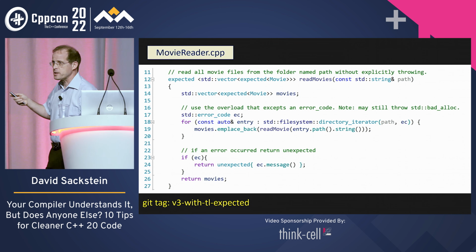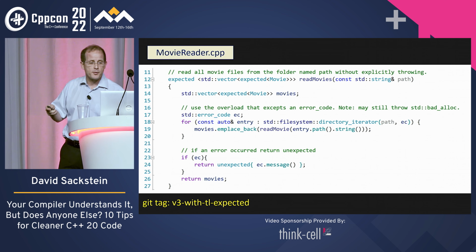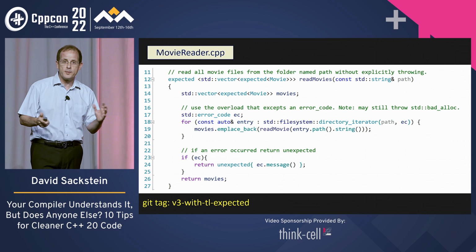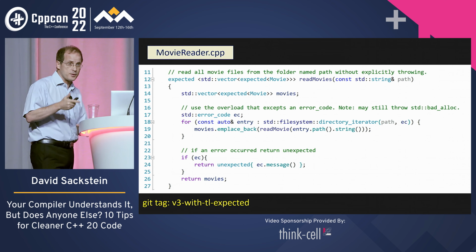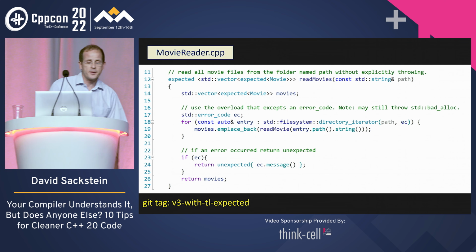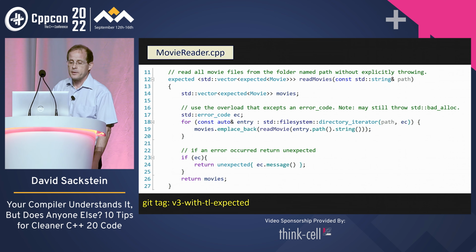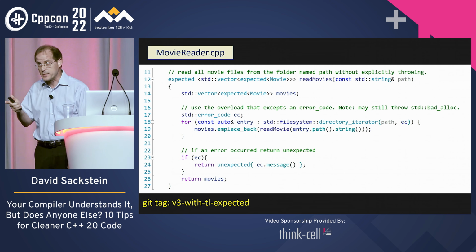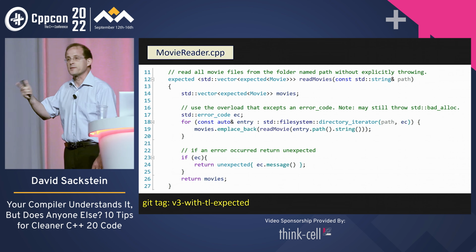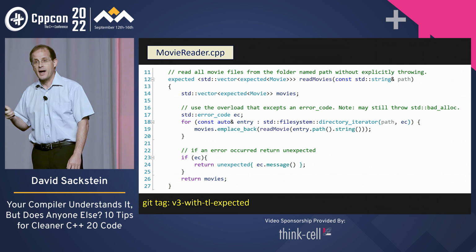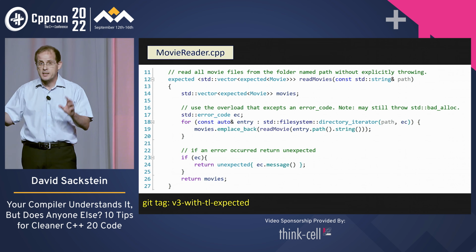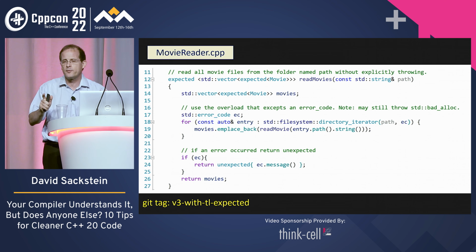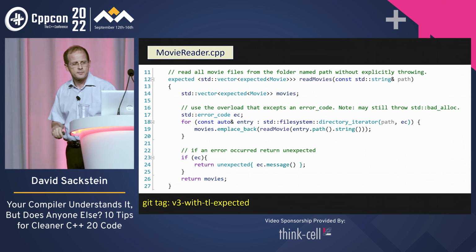So moviereader.cpp, if you look at git tag v3 with tl::expected, you'll see that I've split up read movies into two functions. There's read movies, and then there's read movie, which handles the single file name. And as you can see, this function no longer throws exceptions explicitly. Instead, it returns an expected of something. The something is a vector, and the vector itself is of an expected of movies. And that's simply because errors can occur at the outer level and the inner level. It looks a little bit verbose. It'll look better later on.